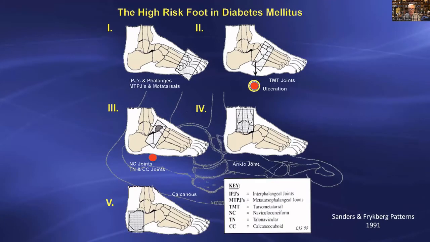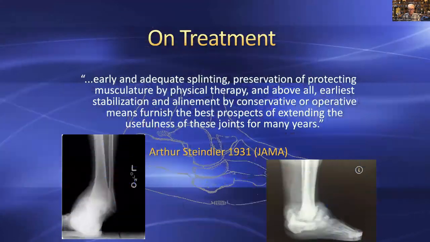So this is just one classification scheme that Lee Sanders and I put forth in 1991. Most common presentation is going to be your 2 or 3, which is really the midfoot, the Lisfranc's joint, or the tarsal metatarsal areas, or the naviculo-cuneiform joints. But remember, we can see presentation almost in any area. Probably the most difficult to manage clinically is with the ankle joint involvement, the pattern 4.